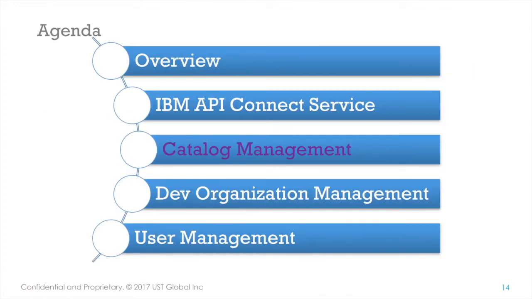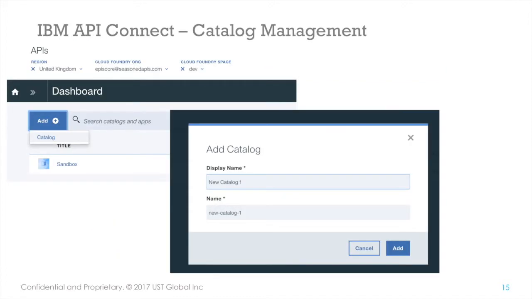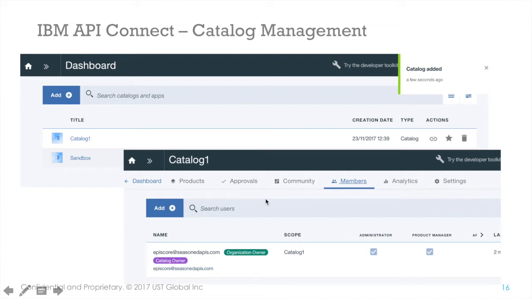Then jumping into catalog management, as we have seen, we have the option inside the service to create different catalogs. They will have different URLs, and then we just need to add a catalog and set the name. We have to take care of the region, the organization, and the space where the catalog is to be added. And then the catalog is just created. And then we can manage the catalog, like adding new members, watching the analytics, and configuring the different settings.